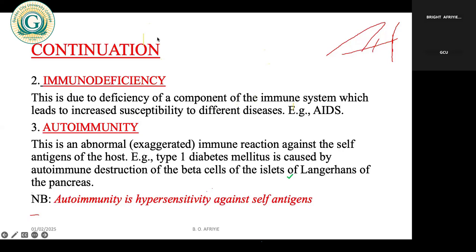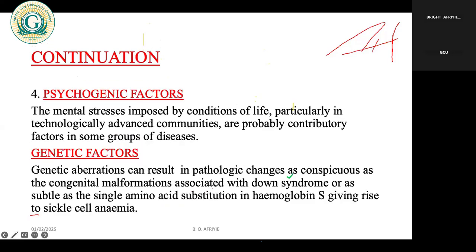So we move on. Remember, autoimmunity is hypersensitivity against self-antigens. So we have psychogenic factors here, and here we are looking at mental stress, and then depressions and all that you can think about.